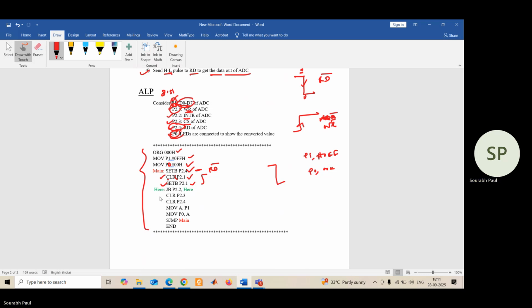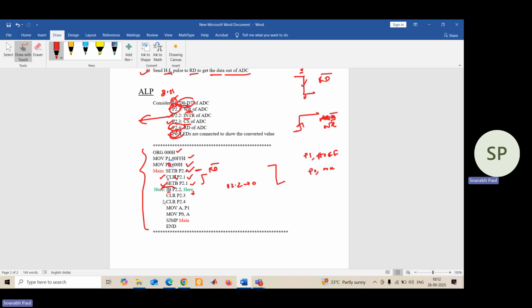Now, after activating this WR bar line by making a transition from 0 to 1, you have to check whether the conversion is over or not. Which pin is used to check that? INTR bar, as I told you a few minutes before. That is connected to P2.2. So JB P2.2. Until you get P2.2 as 0, you have to make a self loop. Here you need to do iteration. Now, when P2.2 becomes 0, it means the conversion is over, and you need to come out of this loop.